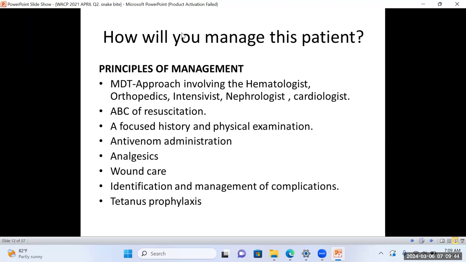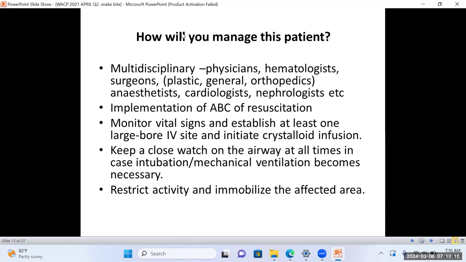How will I manage these patients? Now, the principles I want to follow would include, of course, going by the multidisciplinary approach involving the nephrologist, cardiologist, hematologist, physician, orthopedic surgeon, as the case may be, carry out my ABC of resuscitation, take a focused history, examine the patient, commence antivenom administration, give analgesics where necessary, wound care, identify and manage complications, and then tetanus prophylaxis.